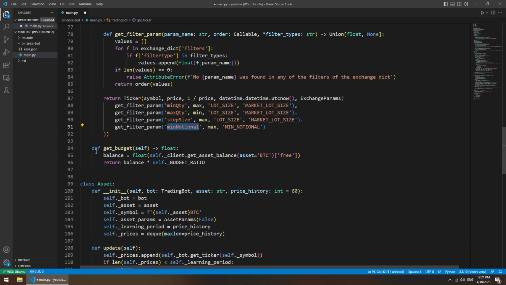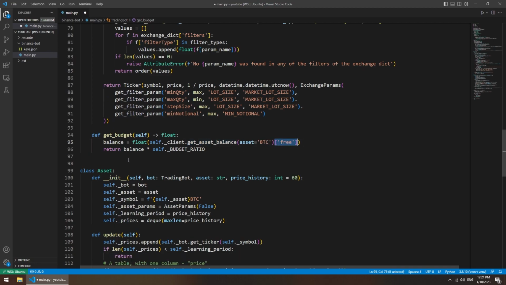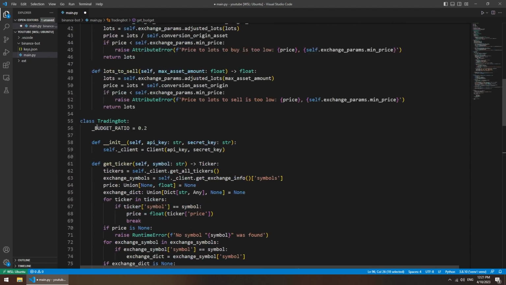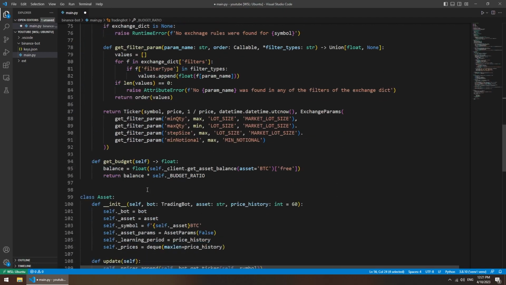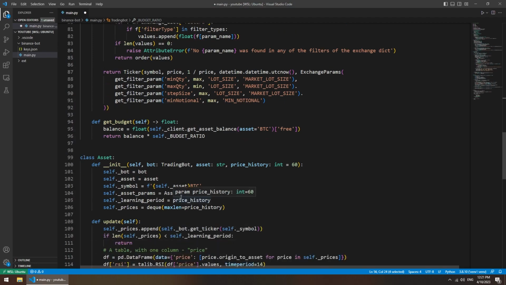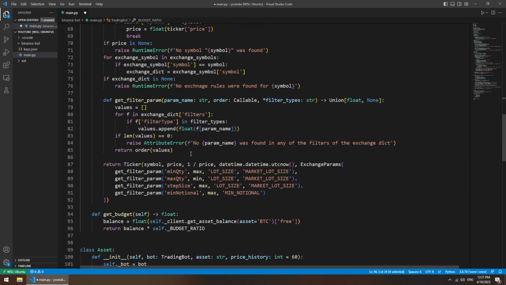We also declared a new function named getBudget, which tells us how much free Bitcoin we have. This is the amount we can buy other assets with. So we get the balance of Bitcoin using the API function getAssetBalance and using the free value from this dictionary, and then returning the balance multiplied by a known constant, which is budget ratio that I defined as 0.2, which is 20%. So when I open a position, I actually invest 20% of my budget. That's the idea behind it. You can of course change it to your needs. So that's the idea behind everything.